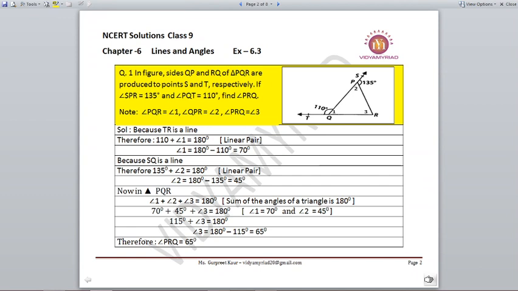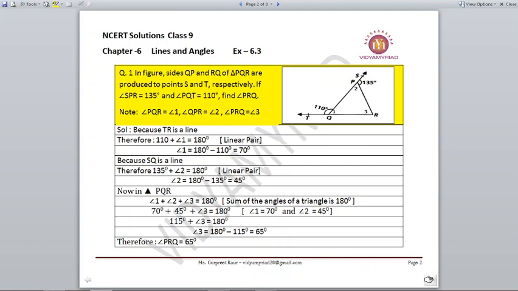In this figure, sides QP and RQ of triangle PQR are produced to points S and T respectively. If angle SPR is equal to 135 and angle PQT is equal to 110, you need to find out angle PRQ, which is your angle number 3. Now there are various ways to do these questions. So one of the ways I am going to teach you over here.